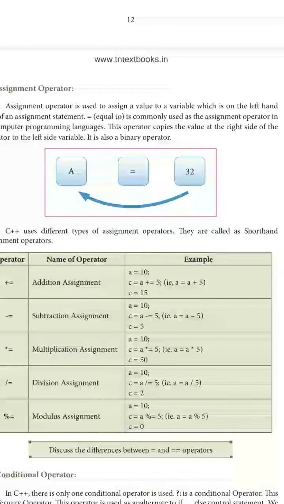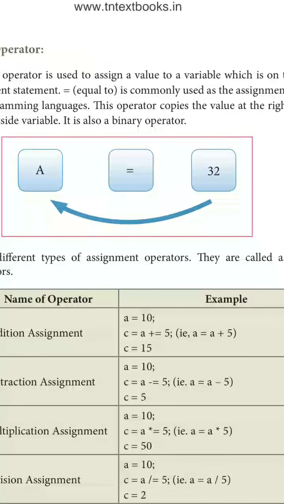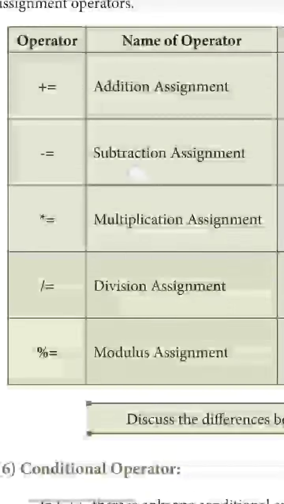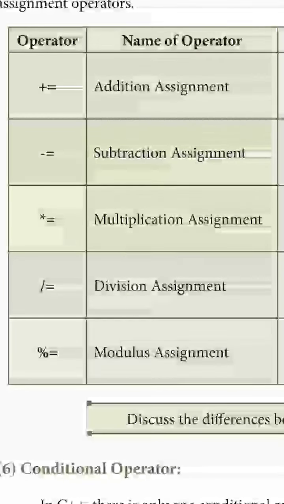So here equal to is used. Equal to is an assignment operator. So when you are using a is equal to 32, then 32 is the value that will be assigned to the memory location a. Likewise there are some operators like plus equal to, minus equal to, star equal to, slash equal to, and modulus equal to.